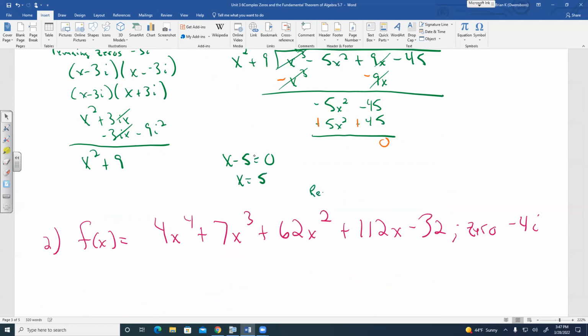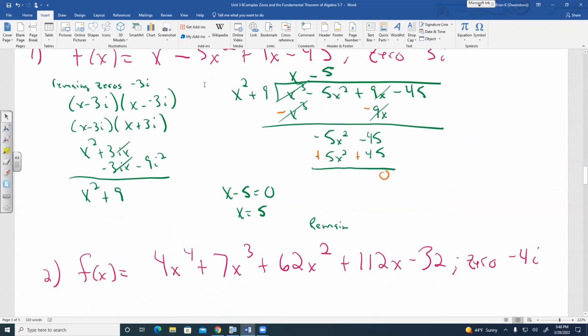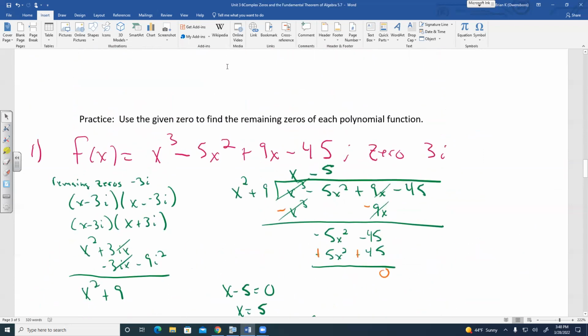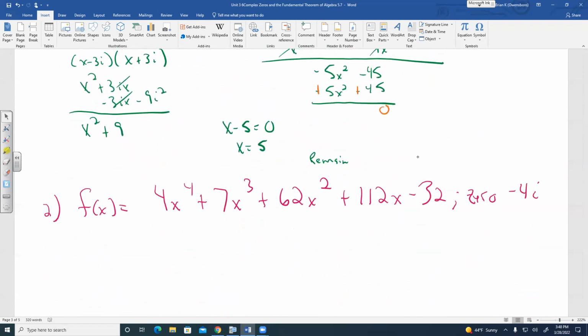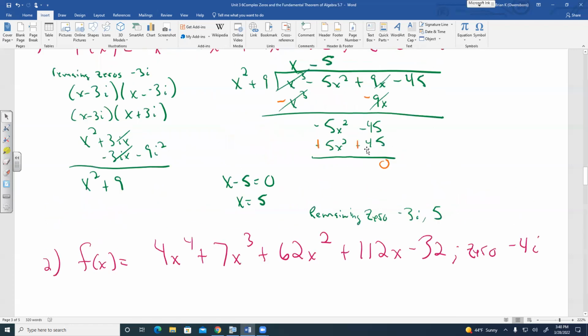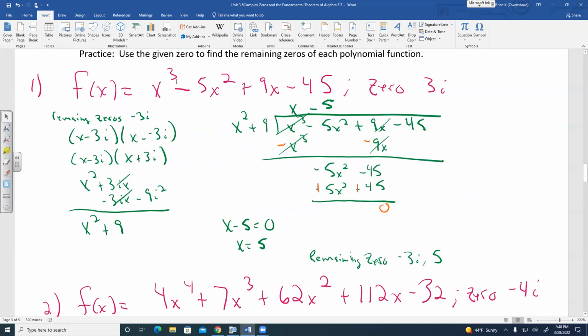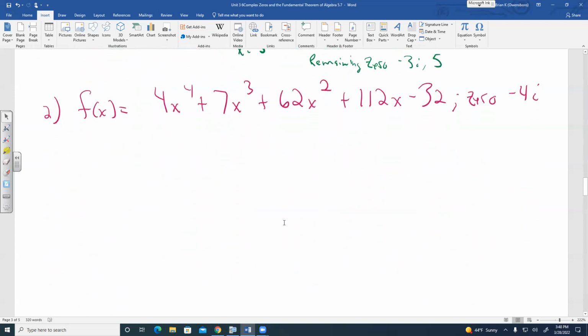So the remaining zeros, let's see, what was our directions again? Find the remaining zeros. So since 3i was present, one of the remaining zeros was negative 3i. And then I use that information to find the other 0, which is a 5. So I found 3 zeros, and notice that the degree was a 3. Since the degree is 3, there has to be 3 zeros. 2 of them are complex numbers, and one of them is a real number. So we're there.